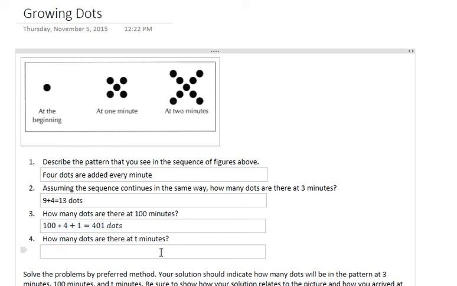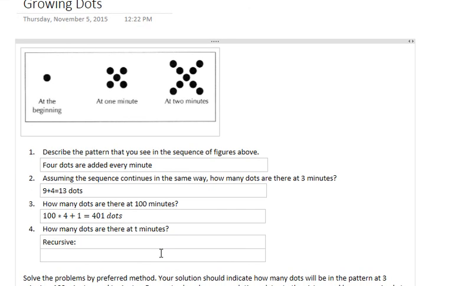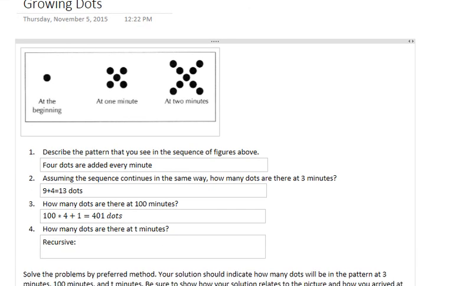Now, we want to make this into some kind of a general equation. How many dots are there at t minutes? There are 2 ways that we could write this, and we'll show both of them here. The first way is a recursive function of some sort. This is how we write our recursive functions.